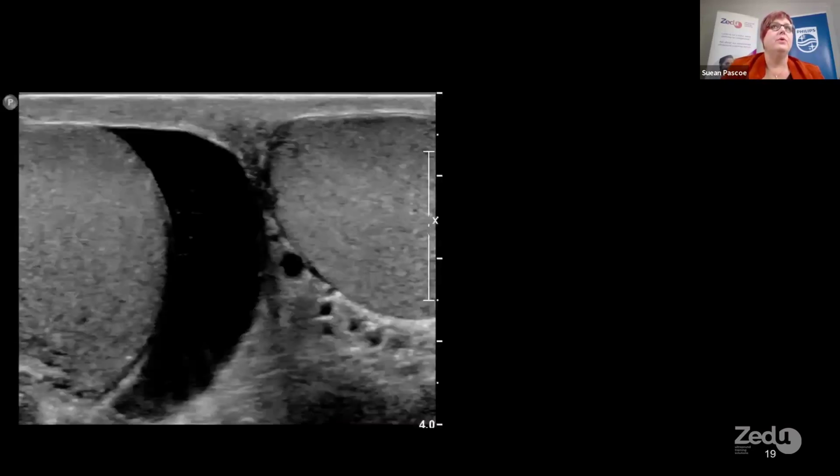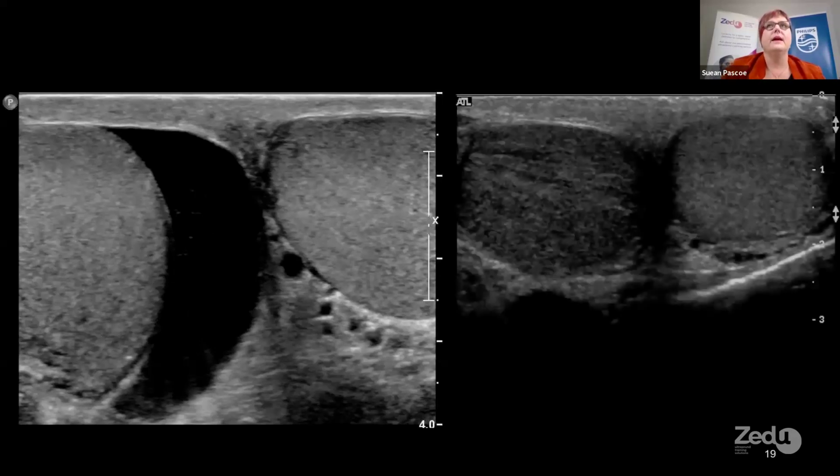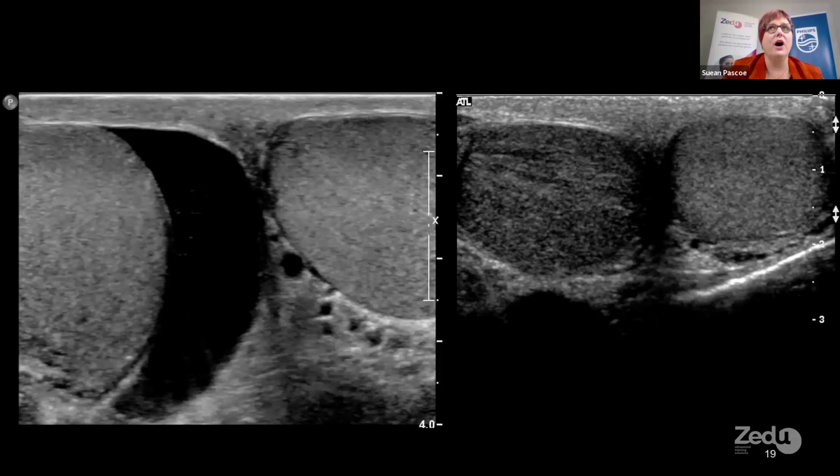Here's an example where on the right side the testis is a little enlarged, and on the left side it's normal. And here's an example where you can see the echotexture of the right testis is a little bit hypoechoic in comparison to the left testis there.